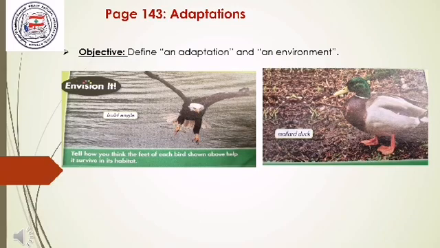The objective of this section is to define an adaptation and an environment. Let's take a look at the pictures above. What can you see at the top of the page? Yes, it's an eagle and a duck. I want you to tell how you think the feet of each bird shown above help it survive in its habitat. The eagle's sharp claws help it catch prey in its habitat, and the duck's webbed feet help it swim.